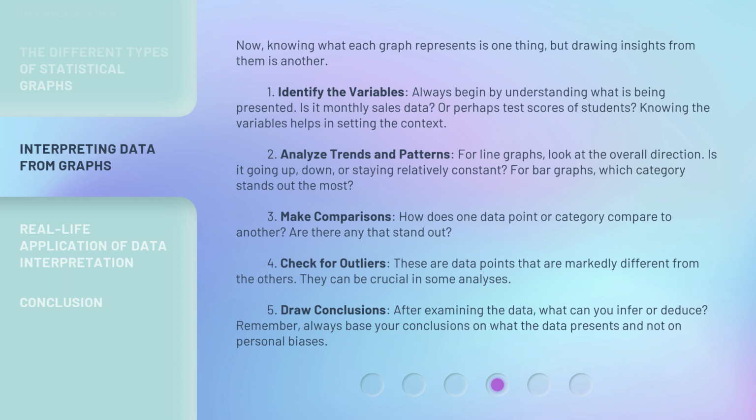3. Make comparisons. How does one data point or category compare to another? Are there any that stand out? 4. Check for outliers. These are data points that are markedly different from the others. They can be crucial in some analyses.